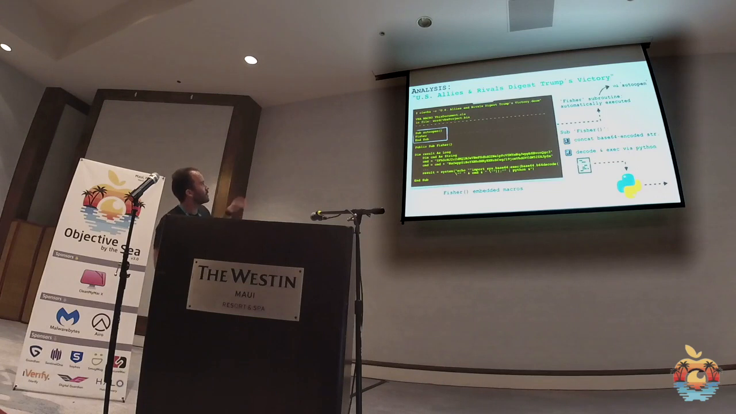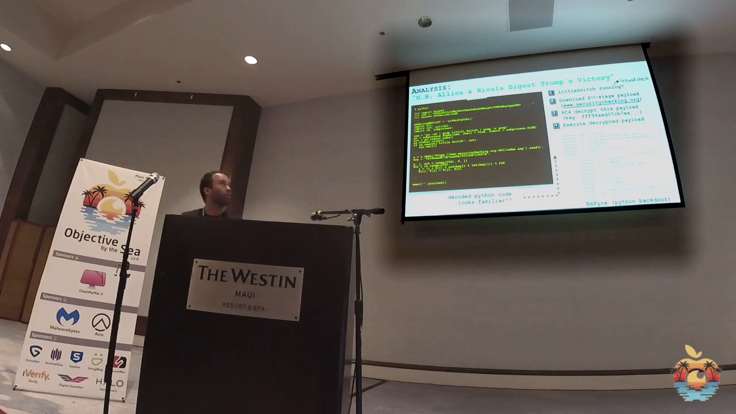So here we can see there's simply a call to a function called Fisher. If we go down a little further in the code, we can see the implementation of that Fisher method and what it does. You can see it simply concatenates a base64 encoded string, and then it's going to decode and execute this via Python. So we can manually decode the string. I usually just hop into a Python interpreter, use the base64 decode module, pass the string, and we can see that it decodes to some Python code, which makes sense because, again, they execute this via Python.